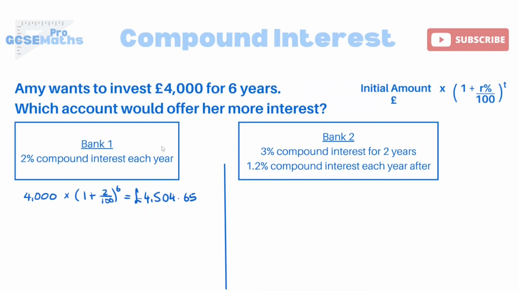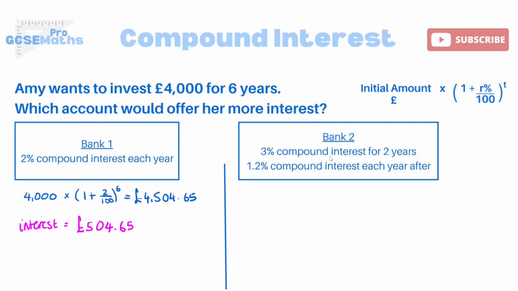Okay, now it does say which bank gives her more interest, so you could subtract the 4,000 if you want to isolate purely the interest. But technically, because we're starting off with the same amount, the initial amount is the same for both banks, 4,000 or 4,000, the bank that gives more interest will be the bank that gives you a higher value anyway. So you don't really need to work out the interest if you don't want to, but I'll just do it for the sake of it. So therefore, the interest would be, as you can see if I subtract it, just £504.65 for that one. Okay, the second one we have to do our split working.